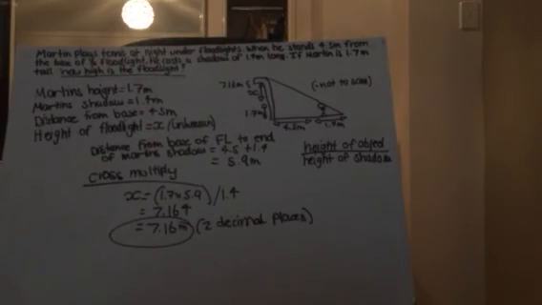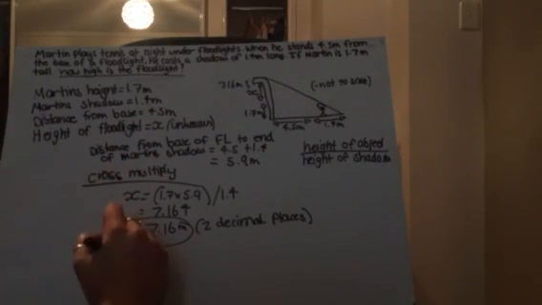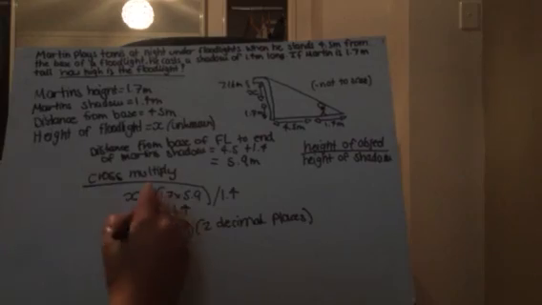See, by doing this diagram, it makes it easiest for us to calculate the answer. And cross multiplying is really not that hard. So that is your answer.